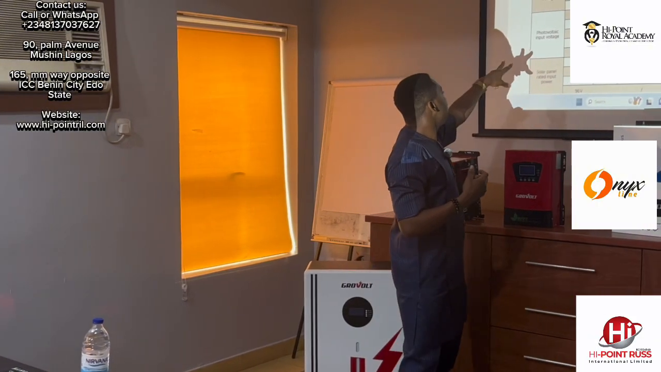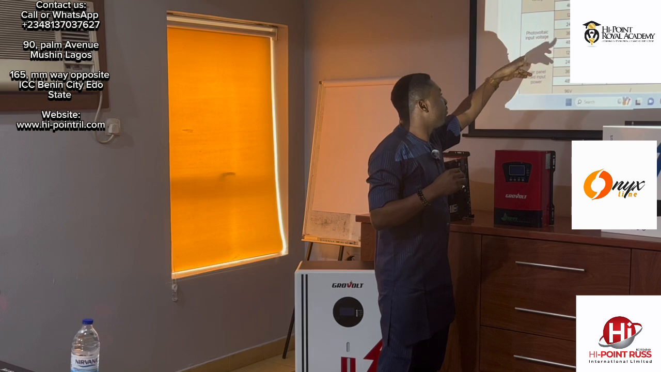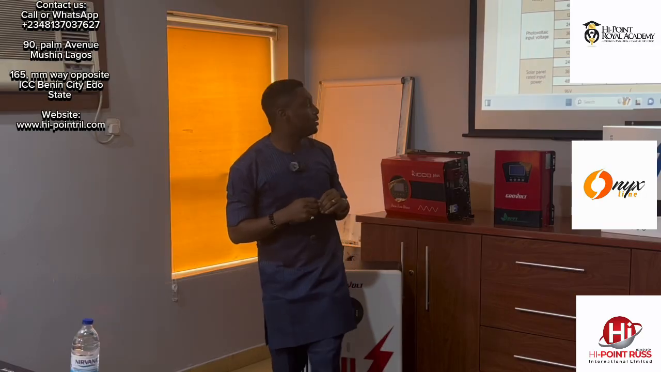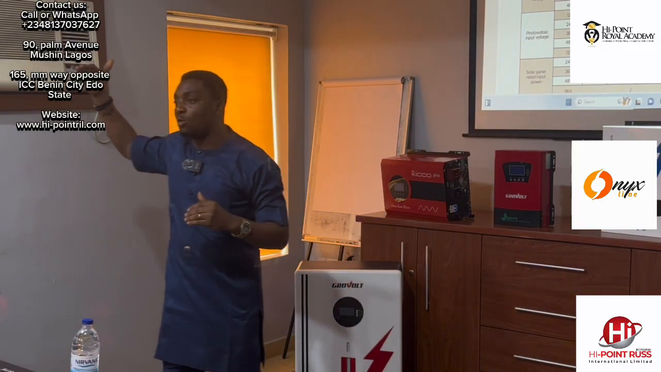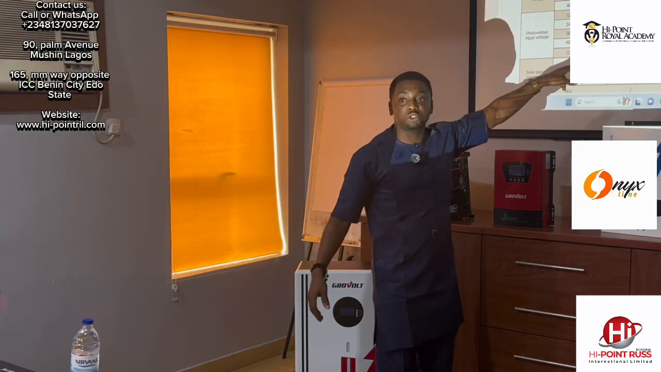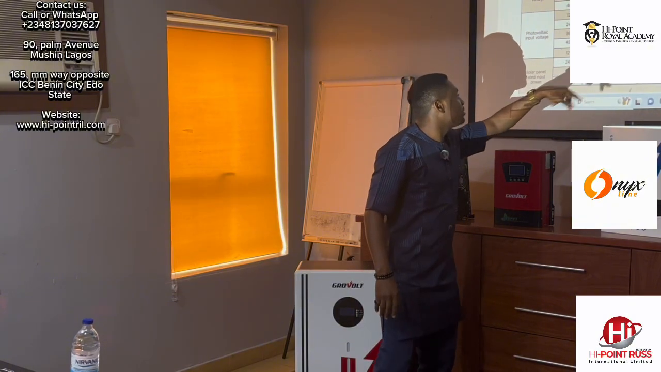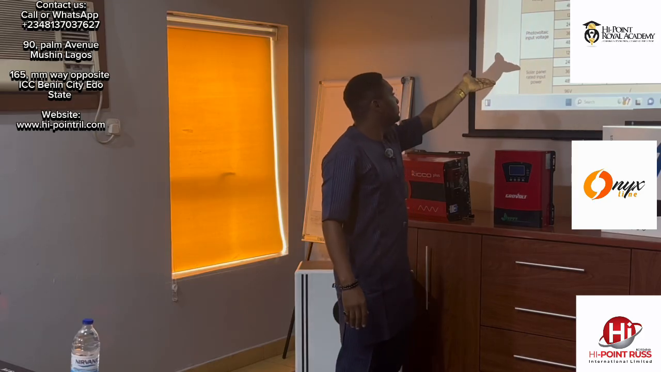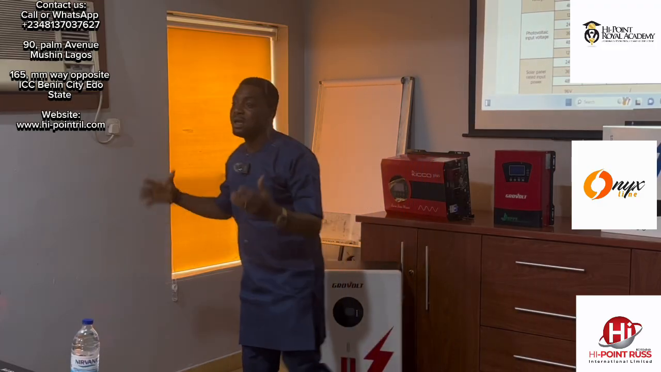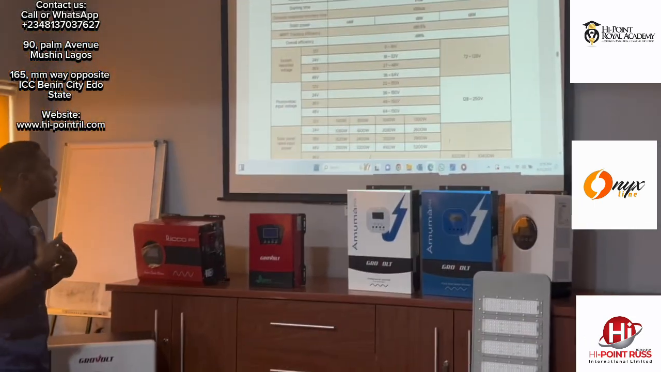Now let's look at the input voltage from the panels. When you are using a 12 volt system, your input voltage should be a minimum of 20 volts and a maximum of 150 volts. If we are using a 24 volt system, your minimum should be 35 volts, and the highest should be 150 volts. And if it's a 48 volt system, 48 volts minimum and 150 volts maximum. This guides you when doing your system sizing. You want to factor all of this into consideration.